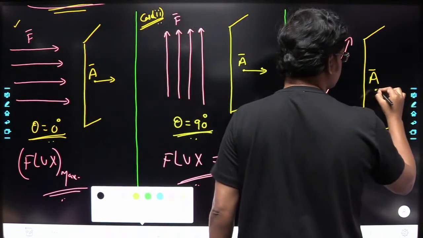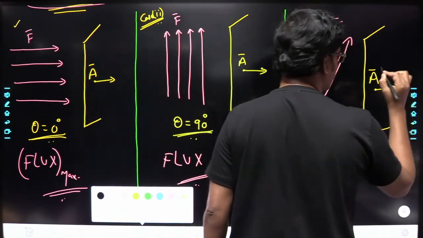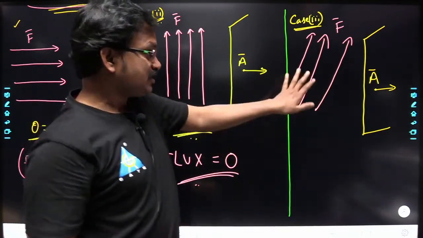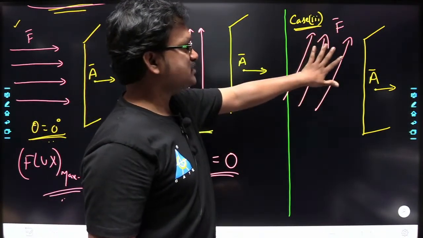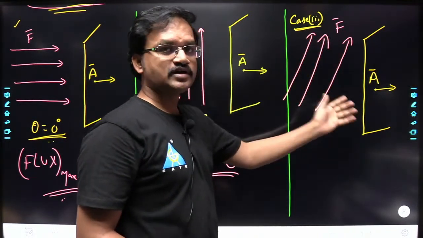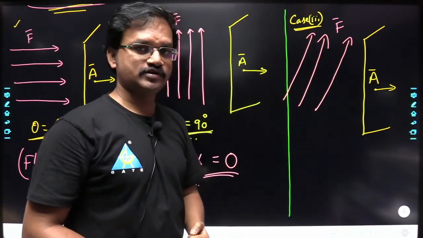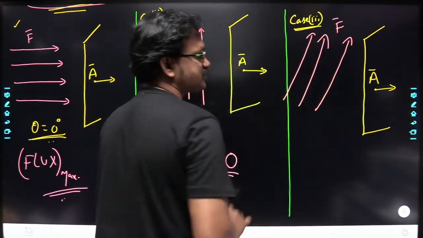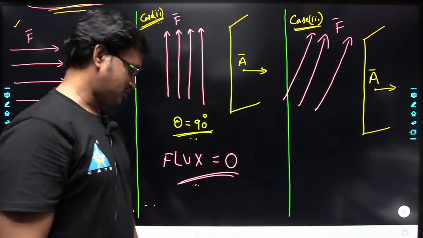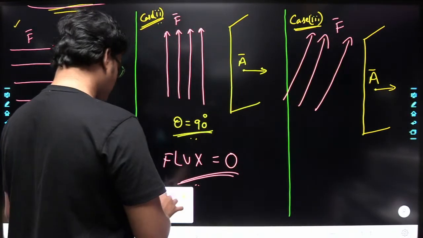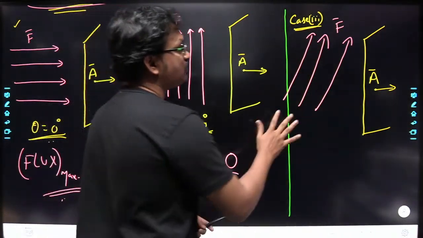So the direction of the surface is given by the unit normal drawn to the surface. Now in this case, this vector field F bar is neither parallel to the surface nor perpendicular to the surface. Yes or no? In this case, what can we do? We can resolve this F bar.